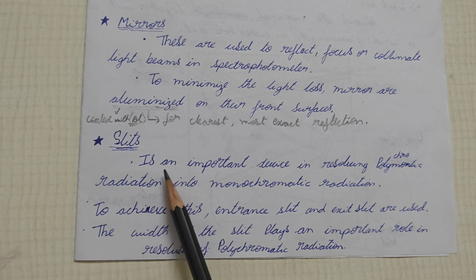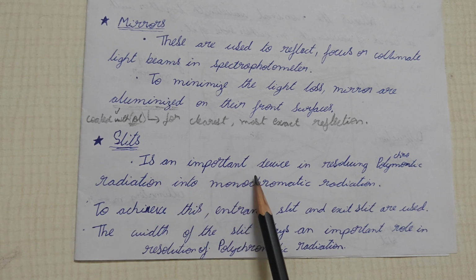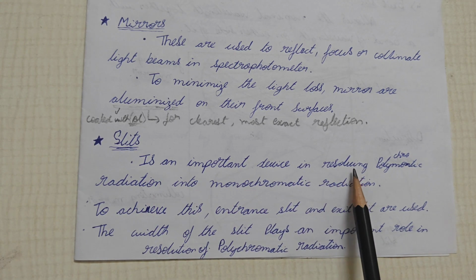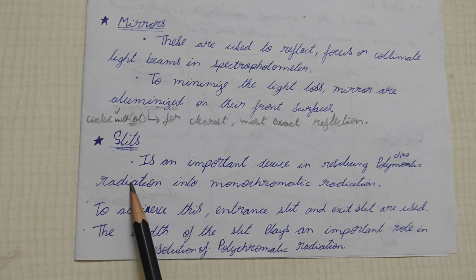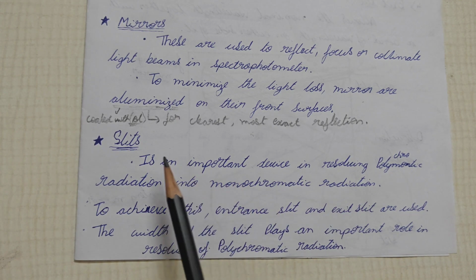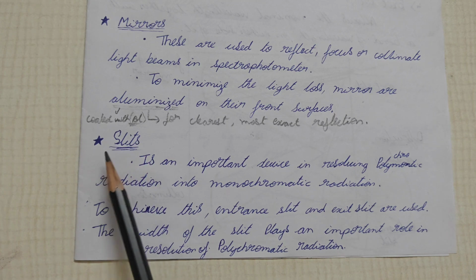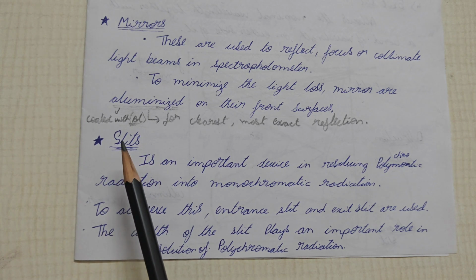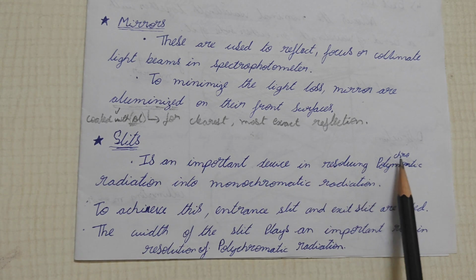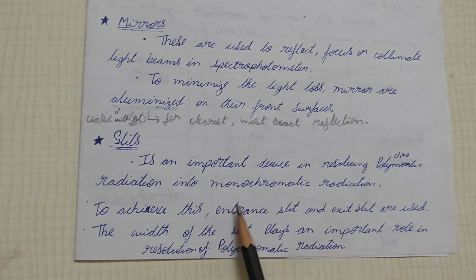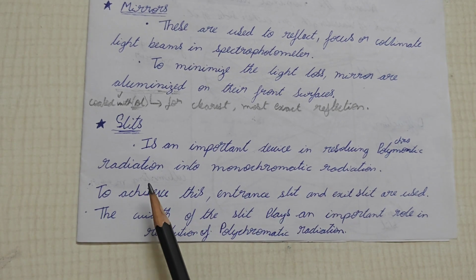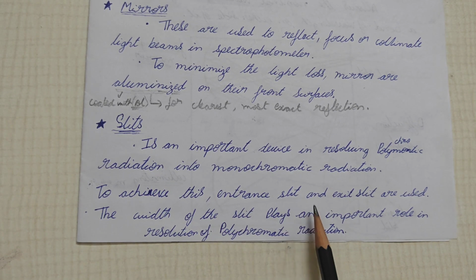It is an important device in resolving polychromatic radiation into monochromatic radiation. The main function of the slit is very important: it plays a key role in the conversion of polychromatic light to monochromatic light or radiation. To achieve this, an entrance slit and an exit slit are used. The width of the slit plays an important role in the resolution of polychromatic light.